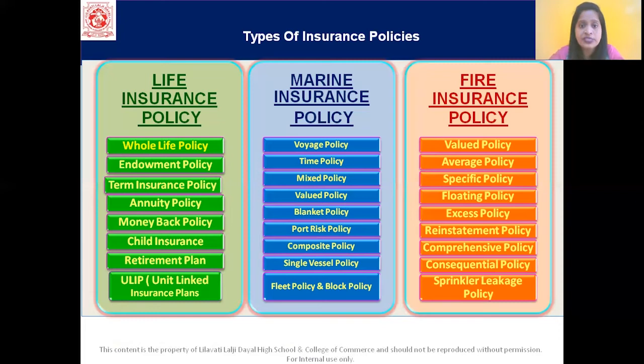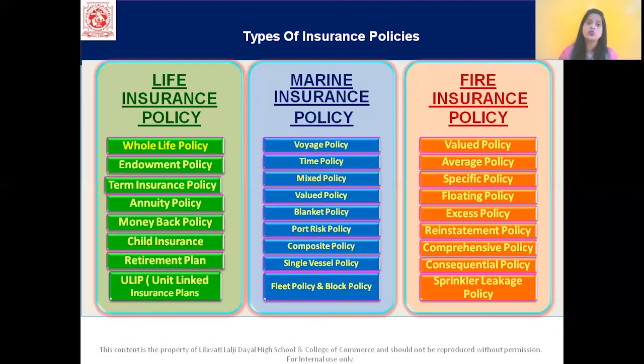Then you have the sixth policy, that is port risk policy. It covers all types of risk in the vessel while it is anchored at the port for a part of the time. Then you have composite policy. What is composite policy? It is a policy which is purchased from more than one insurer. That is composite.